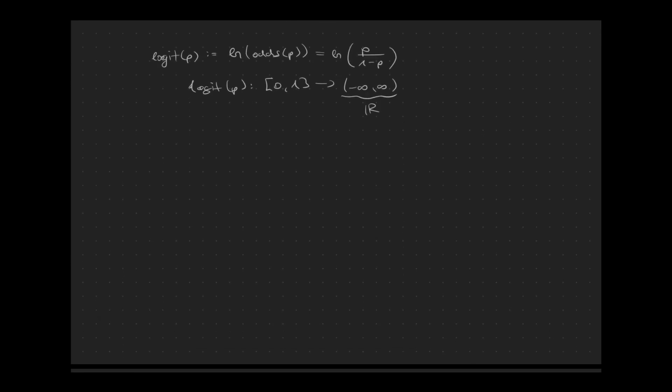And now we notice we want to find a function which maps from the real numbers onto 0 to 1. So what we have to do is invert the logit here. So let's find the inverted function. We set z equal to the logarithm of p over 1 minus p. And we have to take the exponential in order to get rid of the logarithm.